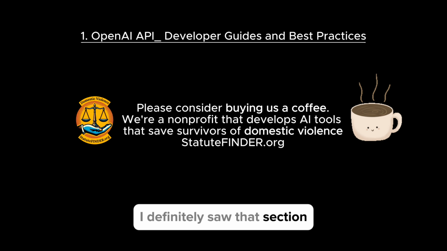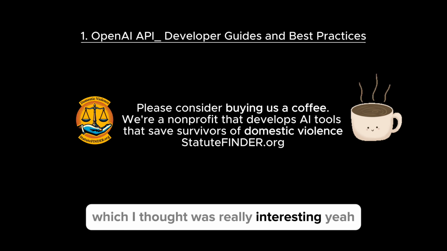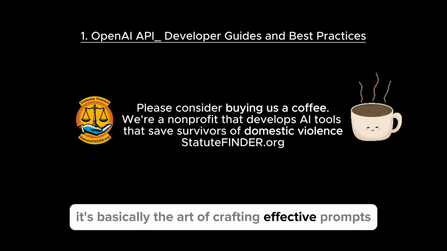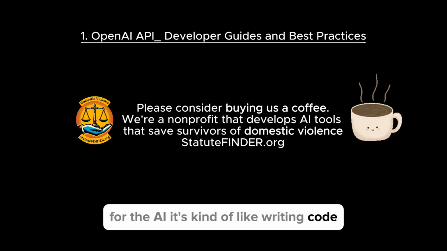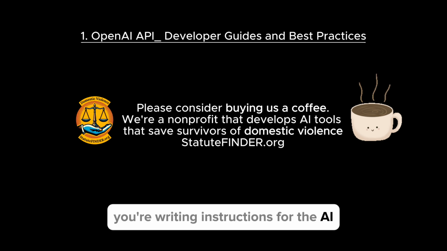Oh, I definitely saw that section. There are guides for everything. It's amazing. There's one about prompt engineering, which I thought was really interesting. Yeah, prompt engineering is super important. It's basically the art of crafting effective prompts for the AI. It's kind of like writing code, but instead of writing instructions for the computer, you're writing instructions for the AI.